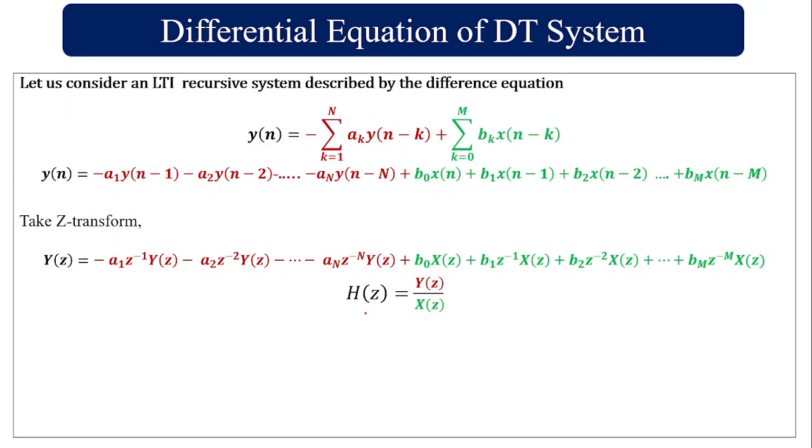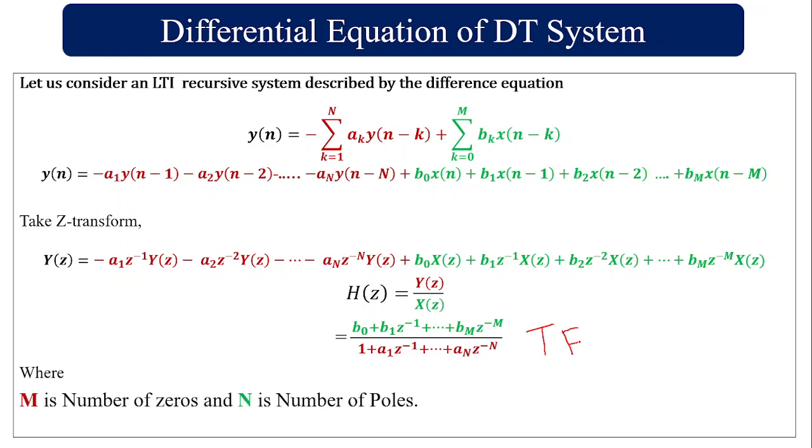So after taking y of z commonly out and x of z commonly out, we'll be able to get b0 plus b1 z inverse plus b2 z power minus 2, and it goes on, divided by 1 plus a suffix 1 z inverse plus, and it goes on, a suffix n z power minus n. So this is the transfer function of the DT system here. Okay, so here m is called the number of zeros and n is called the number of poles.